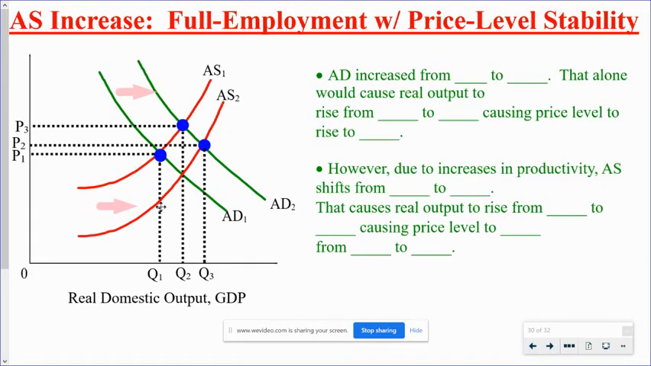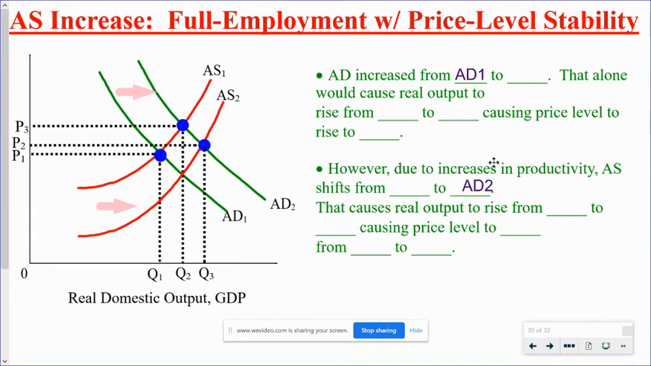So what if there was an aggregate supply increase, full employment, and there was price level stability? Well, let's think about this. Let's say for some particular reason, aggregate demand increased from AD1 to AD2, and there's my arrow noting it as an increase. So let me put some values in here for you guys. AD1, AD2. There it is.